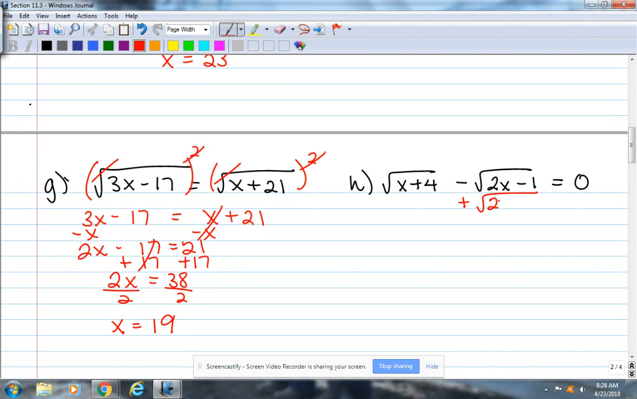Because what happens when I do that, it's just a 0 over there, isn't it? So then I have a radical x plus 4 equals radical 2x minus 1. And don't that look similar to problem G? Yeah. So now I have one radical on both sides. So what can I do to solve for x? Square both sides. So y'all try that. I'll let y'all finish it. And then I'll work it and we'll check it.